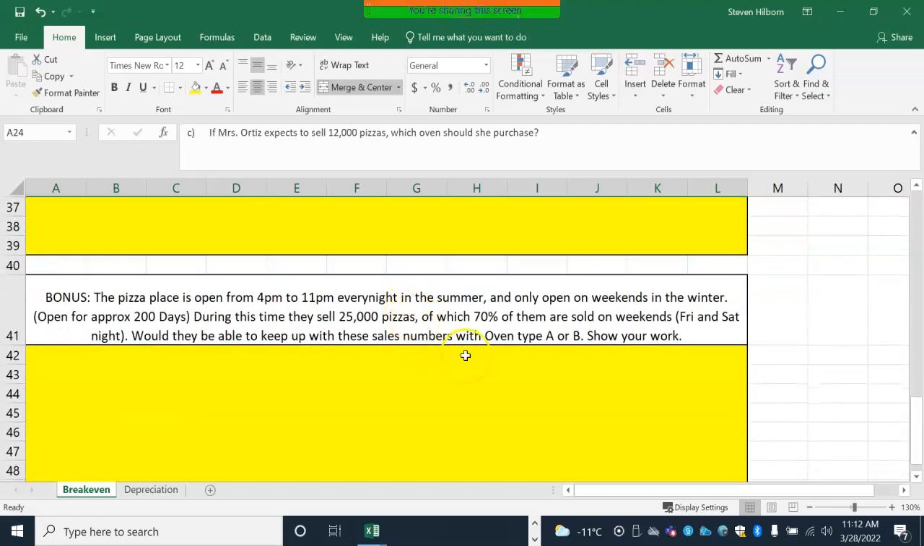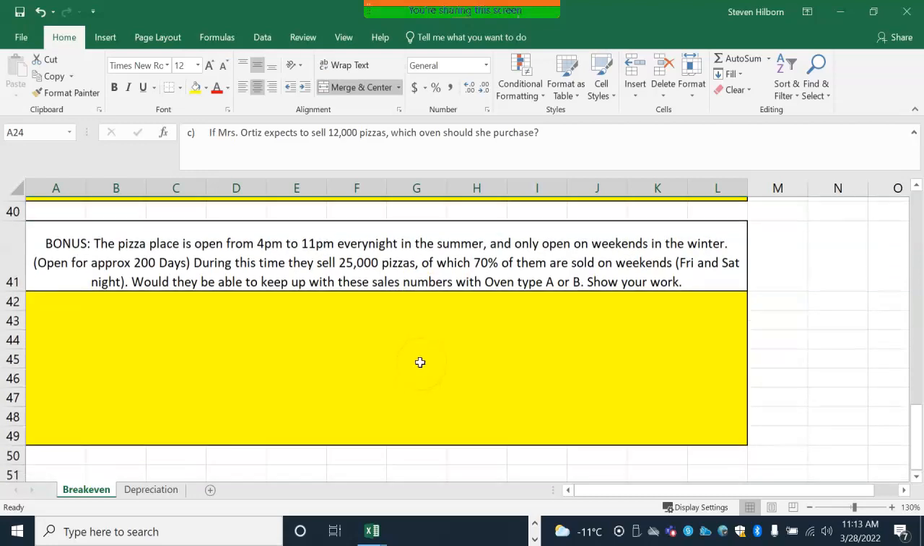And then a bonus where we actually look at the individual piece of equipment based on how many pizzas they can handle. And regardless of what your break even is, are you able to select oven A or oven B based on sales numbers? So this is a bonus. You don't need to do it, but I'll give you some bonus marks and some of you I know need it.